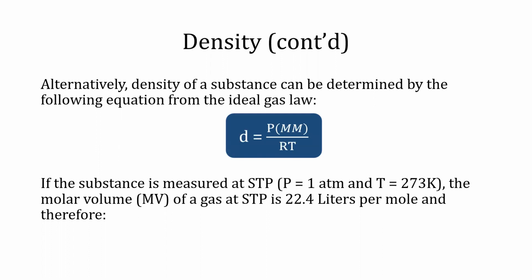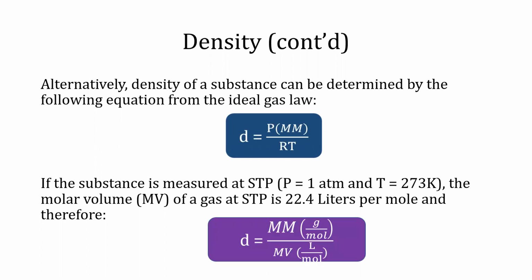If the substance is measured at STP, where P equals 1 atm and T equals 273 K, the molar volume of the gas at STP is 22.4 liters per mole, and therefore D equals MM divided by MV. Let's look at some problems.